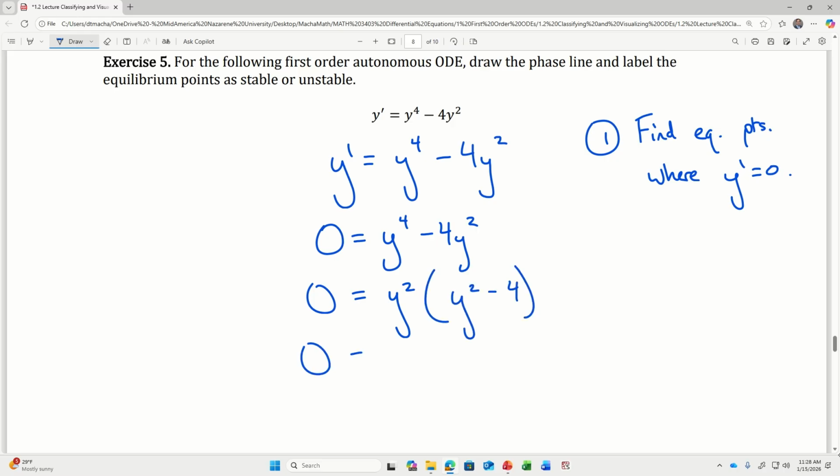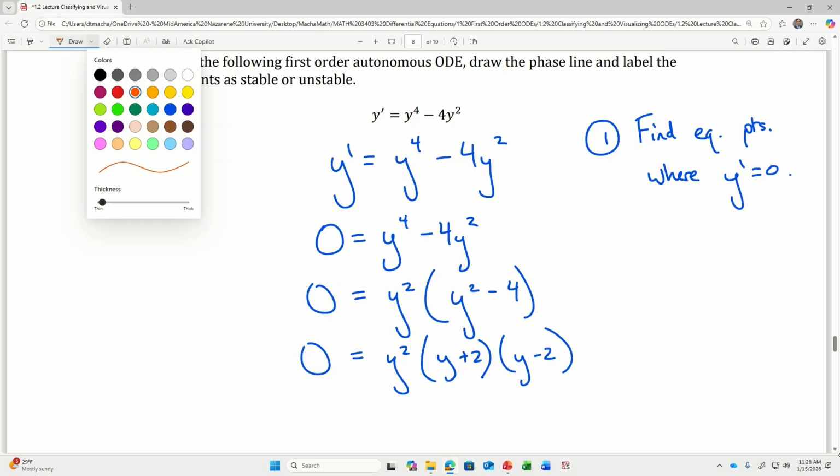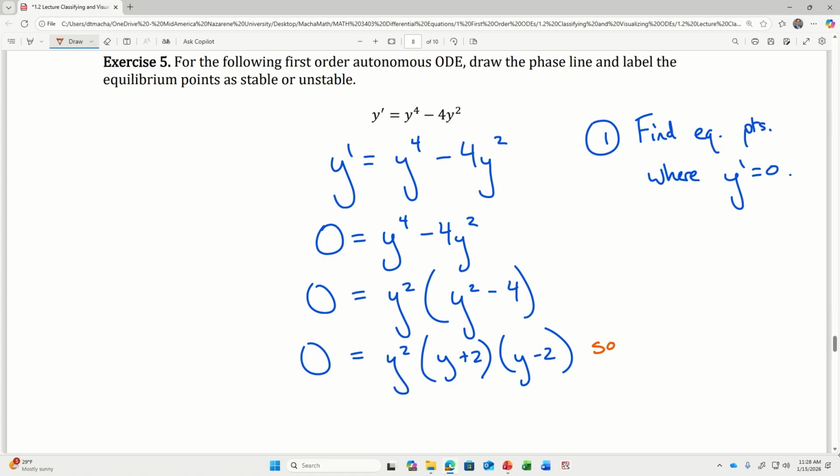Yeah, I can factor out a y squared. How do I factor y squared minus 4? y plus 2, y minus 2. So y prime is equal to 0 at y equals negative 2, 0, and positive 2. And these are my equilibrium points.